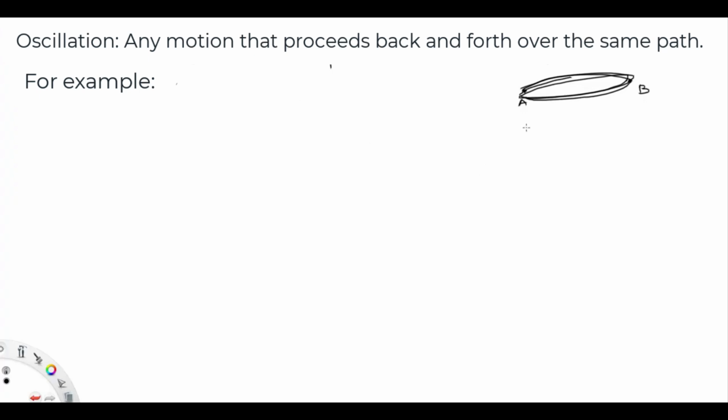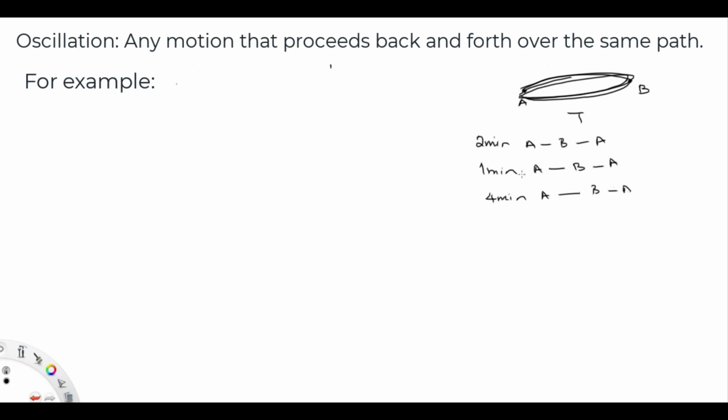Not all oscillatory motions are periodic. Periodic means, let's say it takes time t to go from A to B and then back to A. In the first instance you may take 2 minutes to go from A to B and back to A, and in the next instance you may take 1 minute, and in the next instance you may take 4 minutes. So this is non-periodic motion.